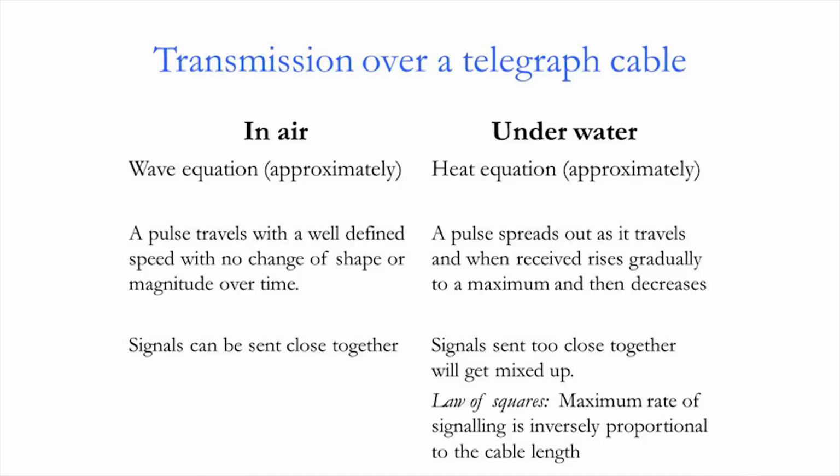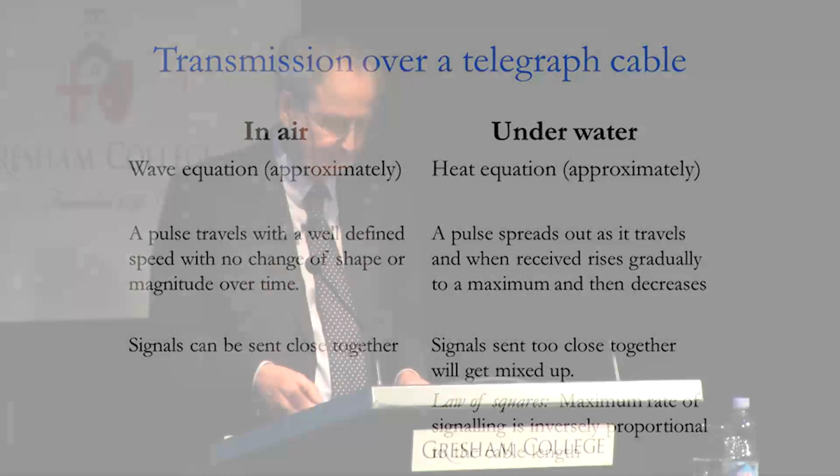What happens is that the pulse goes down the cable. The underwater cable not only conducts electricity, but it also stores it as it's passing. So an insulated underwater cable has what they call capacitance, the ability to store electric charge. Because of this, an electric pulse spreads out as it travels, and when it's received, the pulse gradually rises, and then gradually decreases. And the longer the cable, the more smeared out the pulse will become.